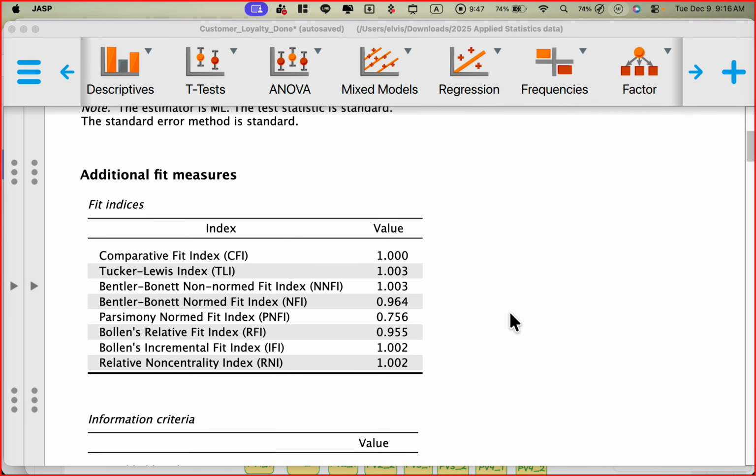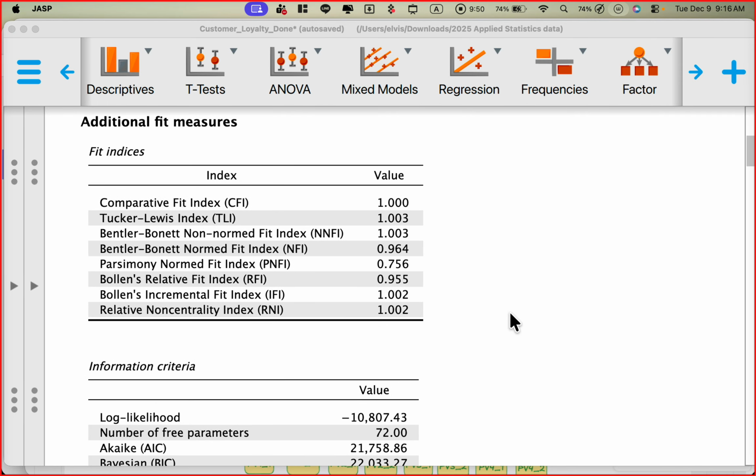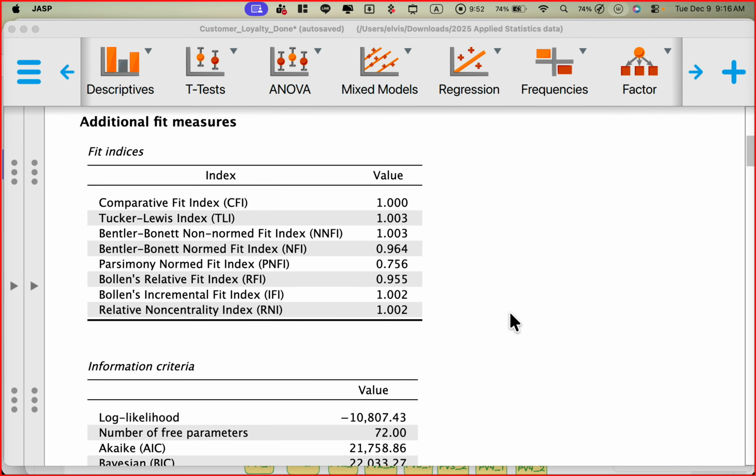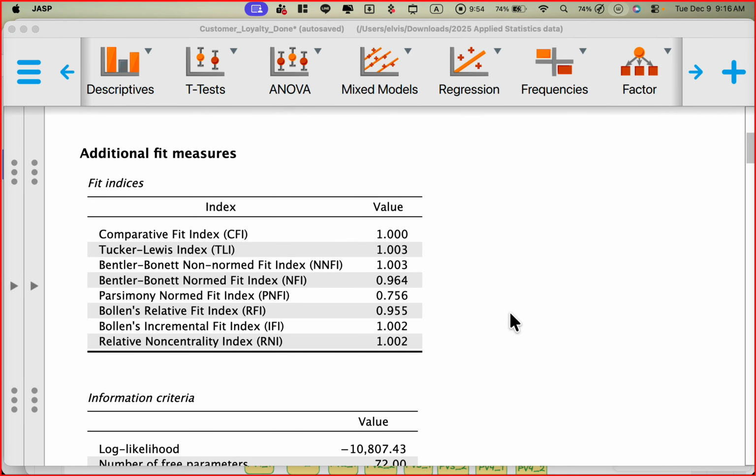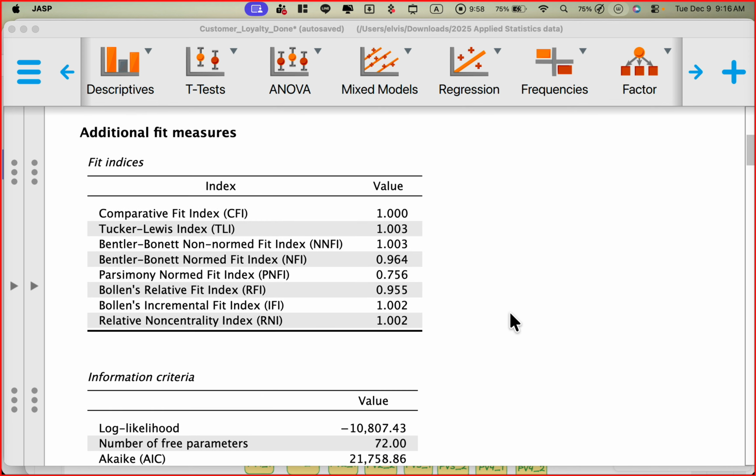And you can scroll down. Okay, Xiao Qiao, how about you? How to interpret the fit indices? Do you remember?